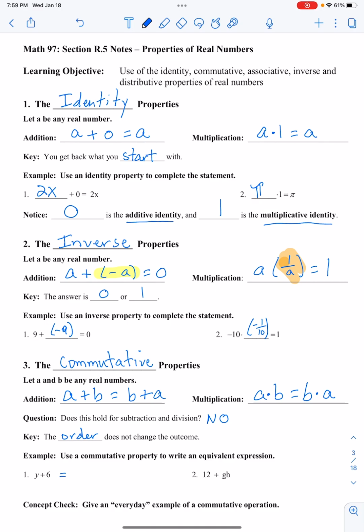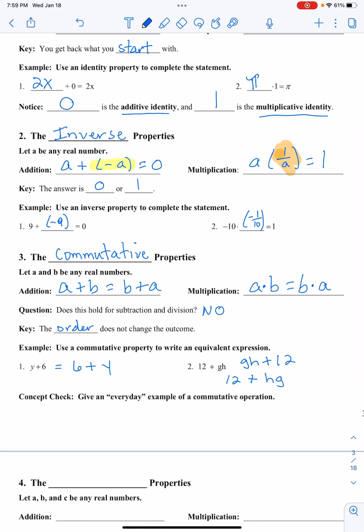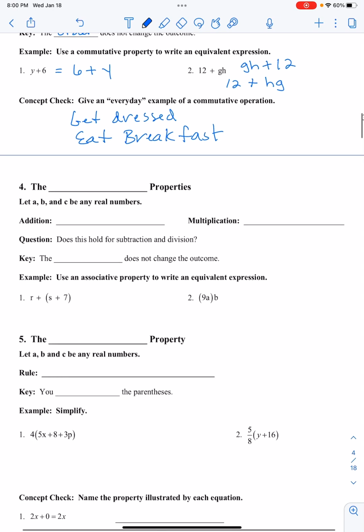So if we use the commutative property for y plus 6, we'd get 6 plus y. And for 2, we could say gh plus 12, or we could leave the 12 and swap the order of the h and the g. So if I ask for an everyday example of the commutative property, that means two tasks where the order doesn't matter. So for example, you could get dressed and eat breakfast in either order. It does not matter.